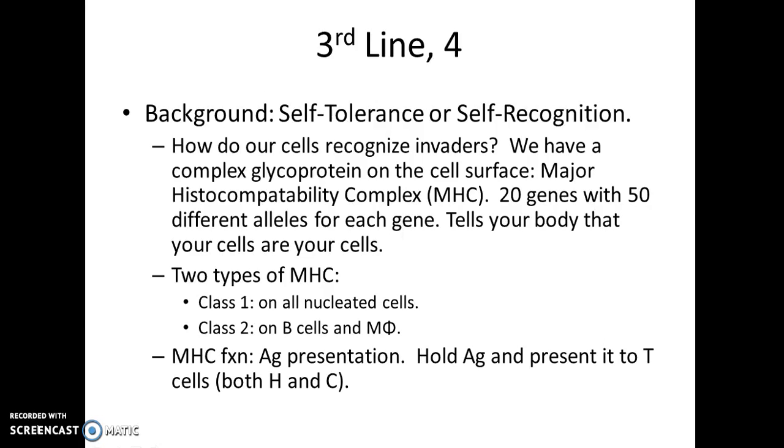There are two types of MHCs. We have class 1, which are on all nucleated cells. Interestingly enough, the red blood cell has no nucleus, so it has no MHC. The class 2 MHCs are on B cells and macrophages. The function of the MHC is called antigen presenting. The cell will take in the antigen, break it apart, and put part of the antigen in the MHC and present it to the other cells. It will hold the antigen and present it to T cells, TH cells, as well as TC cells.